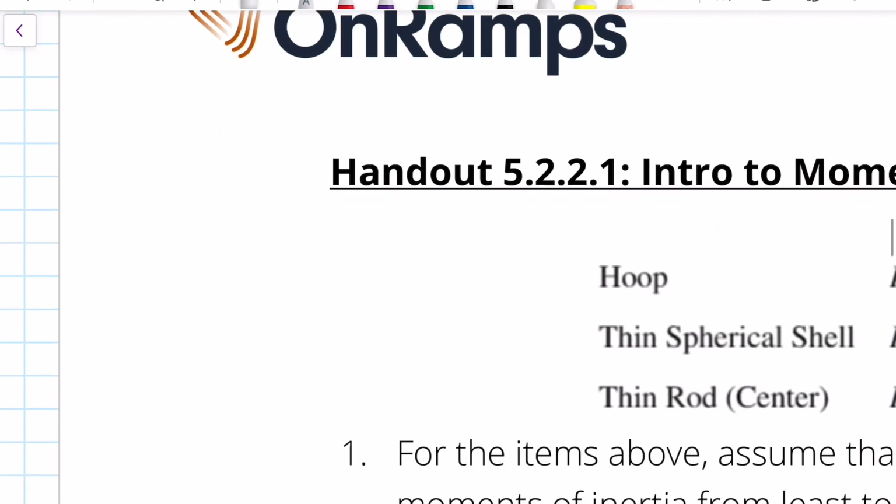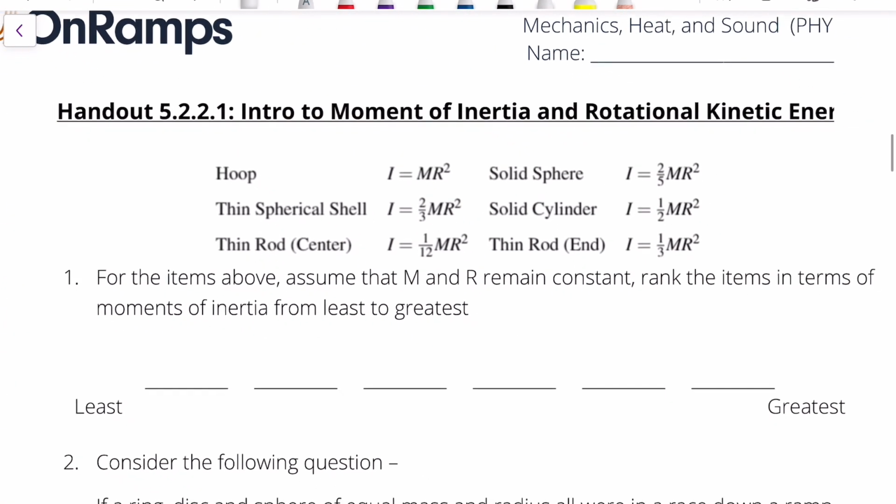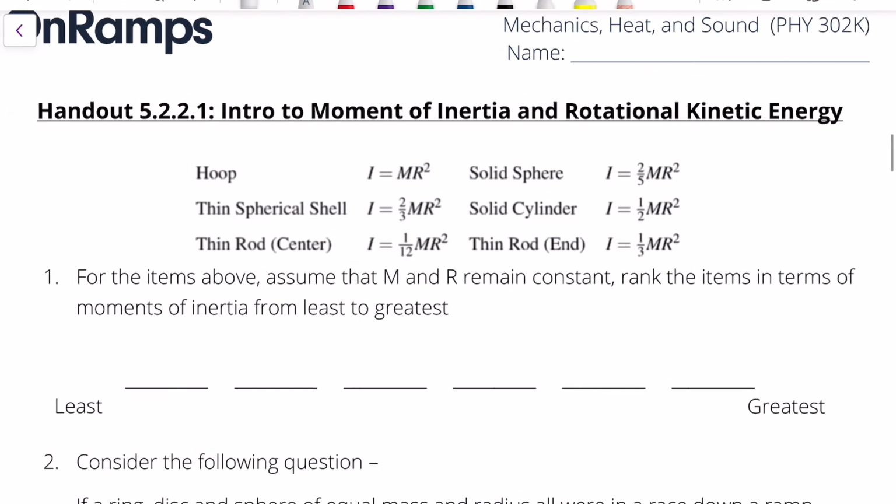Now, pause the video so you can get your hand out. And then I want you to read question 1. It says, for the items above, assume that m, mass, and r, distance to the axis of rotation, remain constant. Rank the items in terms of moments of inertia from least to greatest. Okay? Pause the video and check the answer with me.